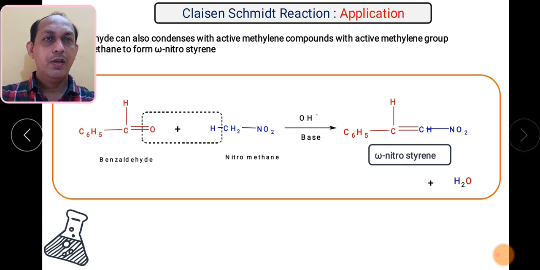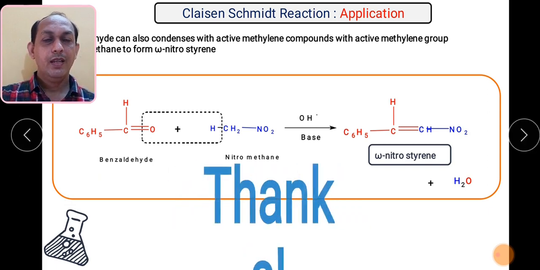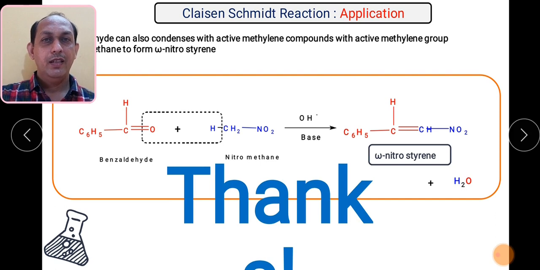So I hope you have understood the Claisen-Schmidt reaction. It is a very simple reaction. Let us see the difference between the Claisen-Schmidt reaction, Knoevenagel reaction and benzoin condensation. Go through this session, try to write the reactions. I hope you have understood this session.